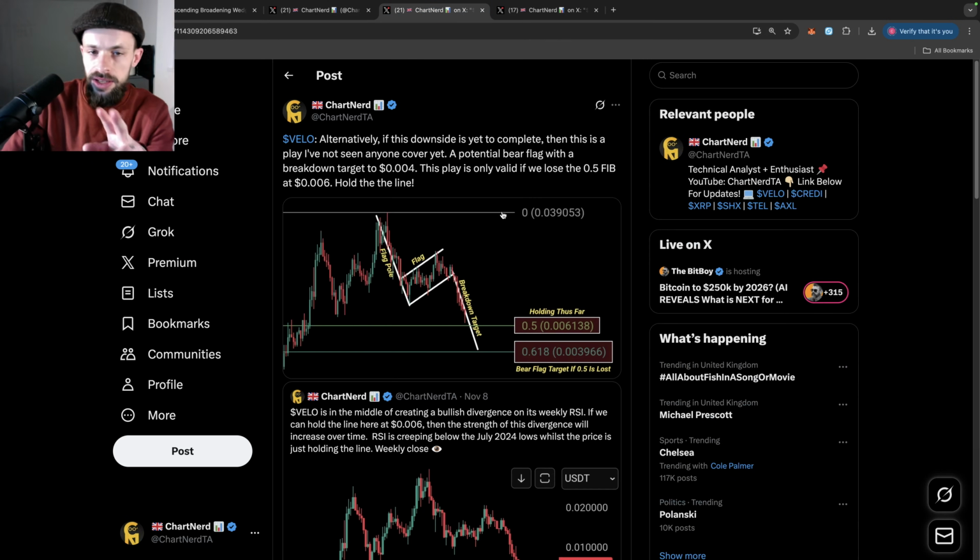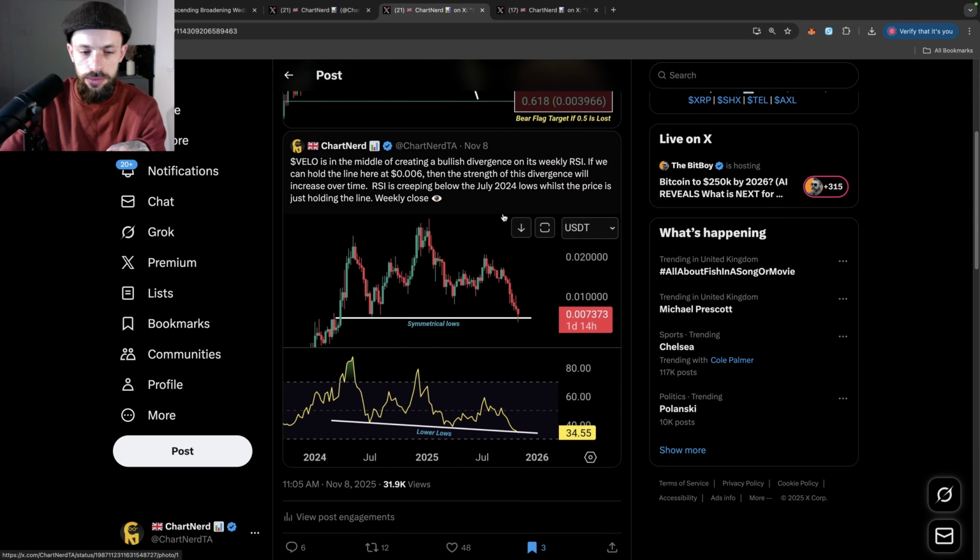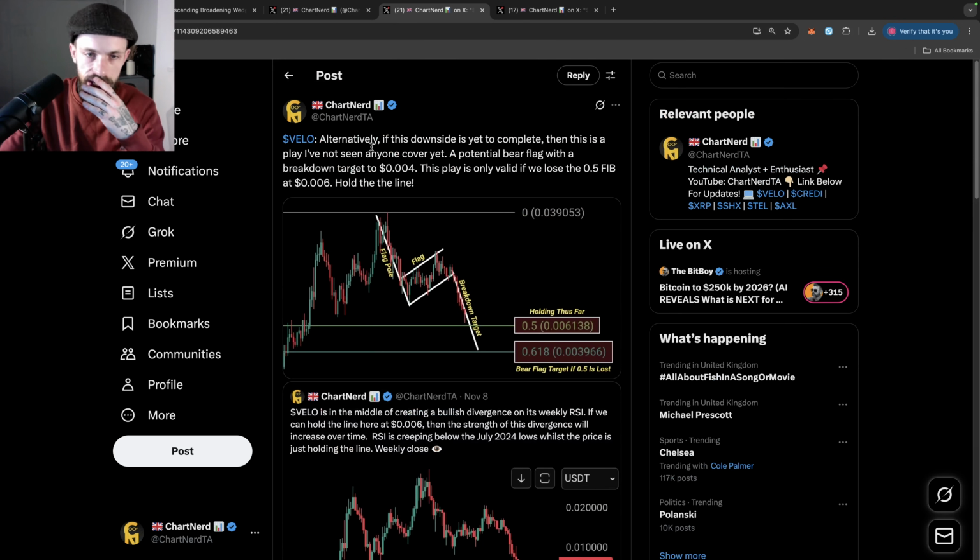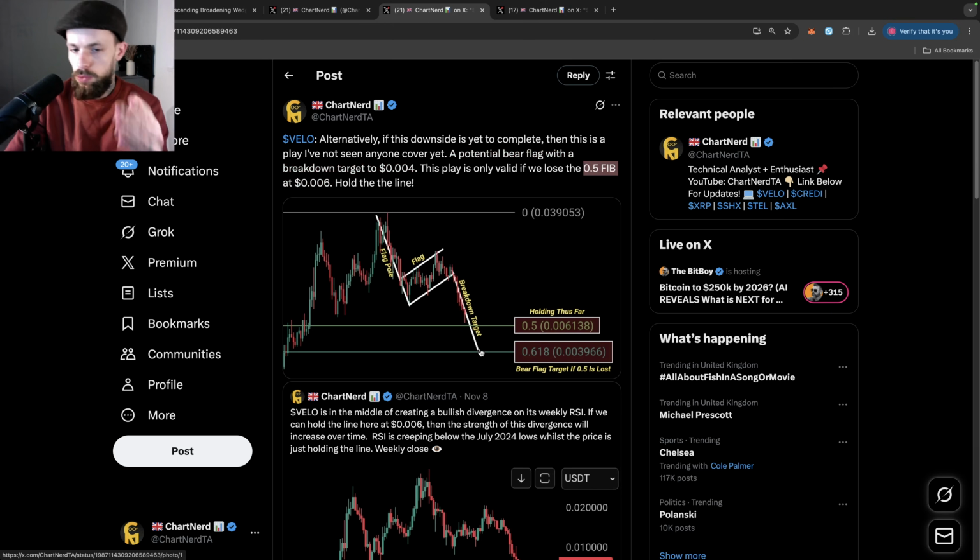Now, secondly, this was something that I actually covered, I think it was back on the 8th of November. And I said, alternatively, if the downside is yet to complete, I think we were sitting at 0.009 at the time. I said that a potential bear flag with a breakdown target to 0.004 is on the cards, and it's only valid if we lose the 0.50 at 0.006. And obviously since then, VELO has pushed down towards this 0.004 area.